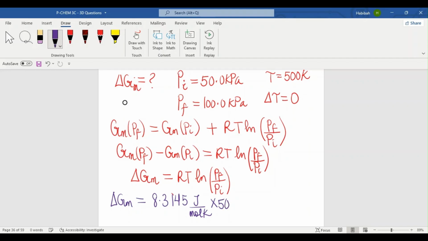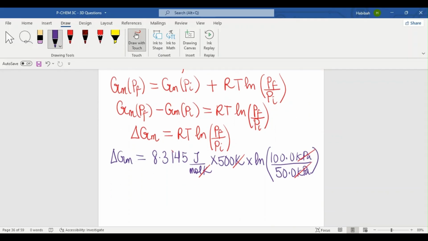We know the temperature to be 500 Kelvin, times ln of P final, which we know to be 100.0 kilopascal, divided by P initial, which is 50.0 kilopascal. Of course, we cancel out the Kelvin and cancel out the kilopascal. So what is going to end up happening is this. We're just going to input this information in our calculator: 8.3145 joule per mole times 500 times ln 100 divided by 50. We can actually just cancel this out: 50 here, 1, 50 here, 2.